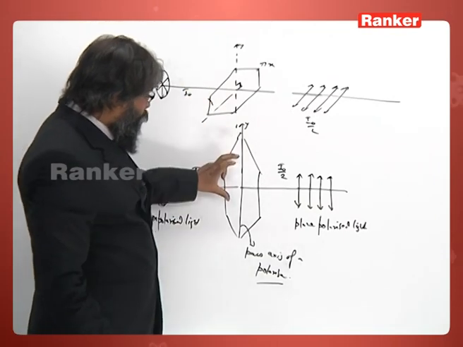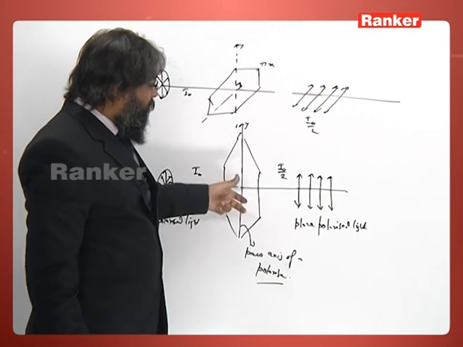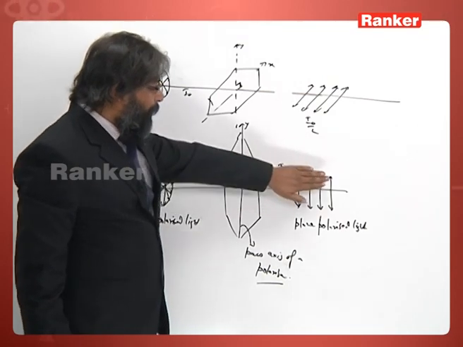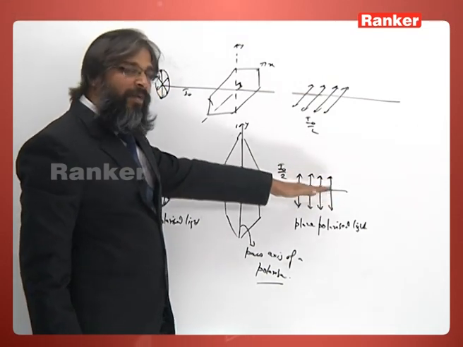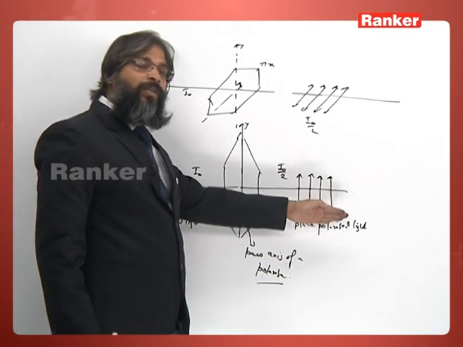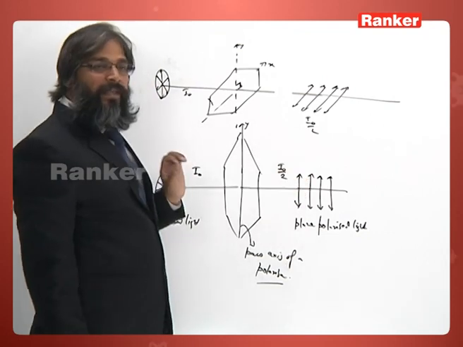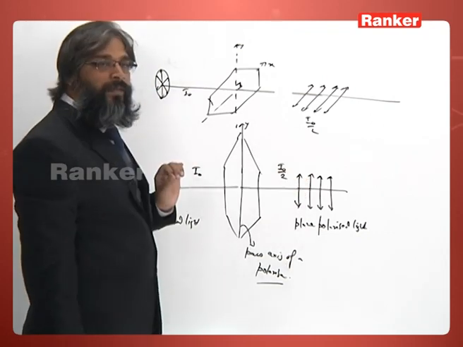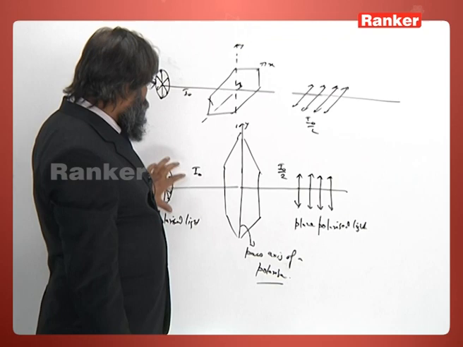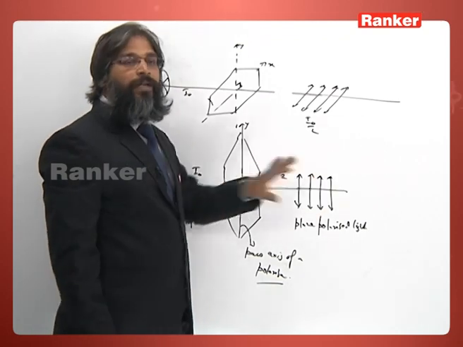That means if you rotate it, then simply the plane of vibrations of the electric field, the plane of polarization, also rotates, and always you will get a plane polarized light. This is the role of a polarizer in producing polarized light.